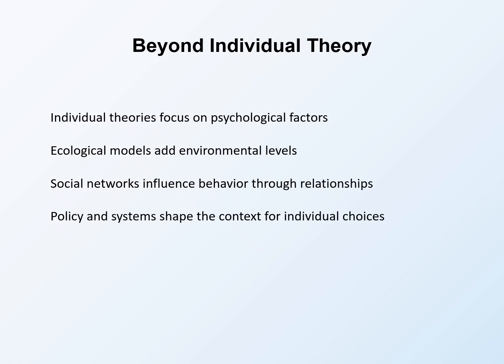Social network approaches show how relationships influence behavior. Who you're connected to affects what you do. Information, norms, and support flow through networks, and policy and systems shape the context for individual choices. An individual-focused intervention in a hostile environment will struggle. The best interventions combine individual-level theory with attention to environmental and systemic factors.